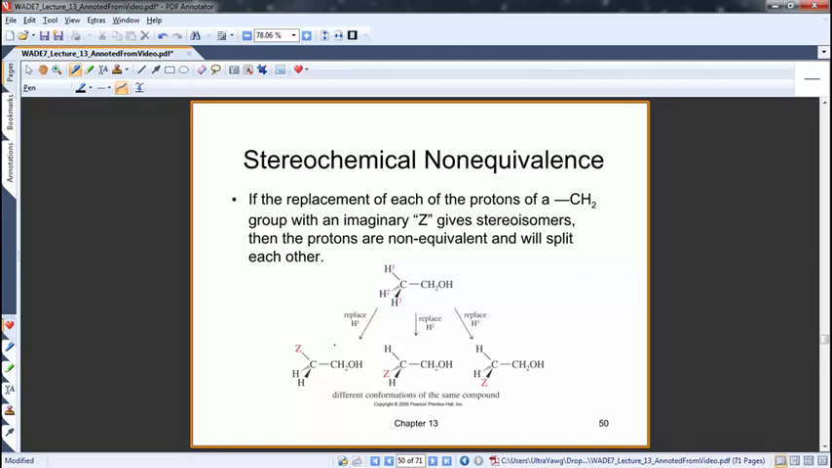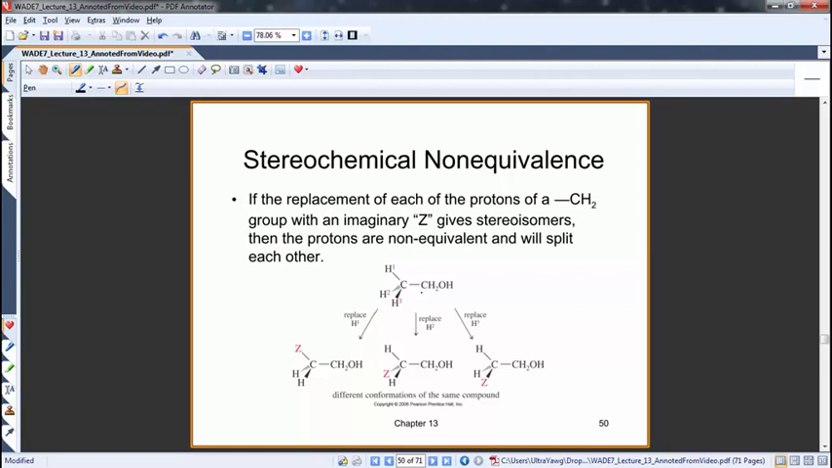When we talk about methanol, or in this case ethanol, there's a thing called stereochemical non-equivalence. So essentially what we've been doing is we're saying, well, this is an H that's on a methyl that's part of methanol. This is an H that's on a methyl that's part of ethanol. This is an H that's on a methyl that's part of ethanol, etc. So therefore, they're all the same as each other. And that's true, they are.